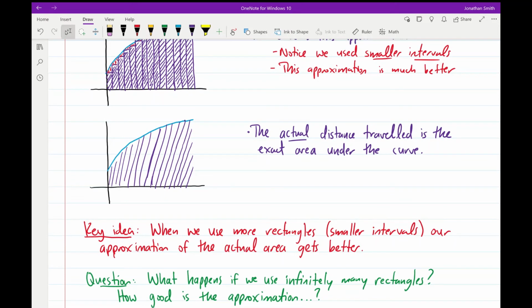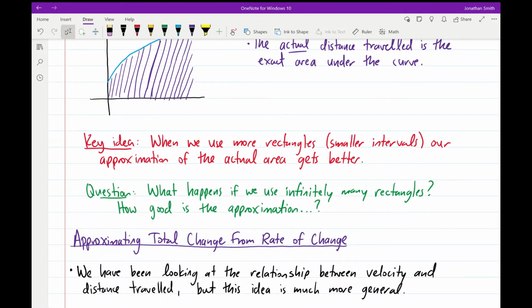And the actual distance traveled by the car is the exact area underneath this velocity curve. And at this point, I should probably stop saying car, because this holds for the velocity of any object. It doesn't have to be a car. Okay, so here's the key idea of these different examples. When we use more rectangles, which is the same as using smaller intervals, our approximation of the actual area, the area underneath the velocity curve, gets better and better.